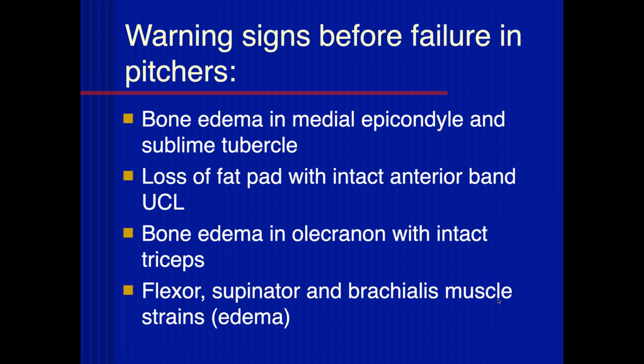So in summary, the reason we get MRIs in these patients is that we would like to find warning signs early, before you get X-ray findings. The things to look for are bone edema within the medial epicondyle and also the sublime tubercle, loss of the fat pad with an intact anterior band, bone edema in the olecranon with intact triceps, and then muscle edema. Those are the things to look for, as well as the posterior impingement findings.